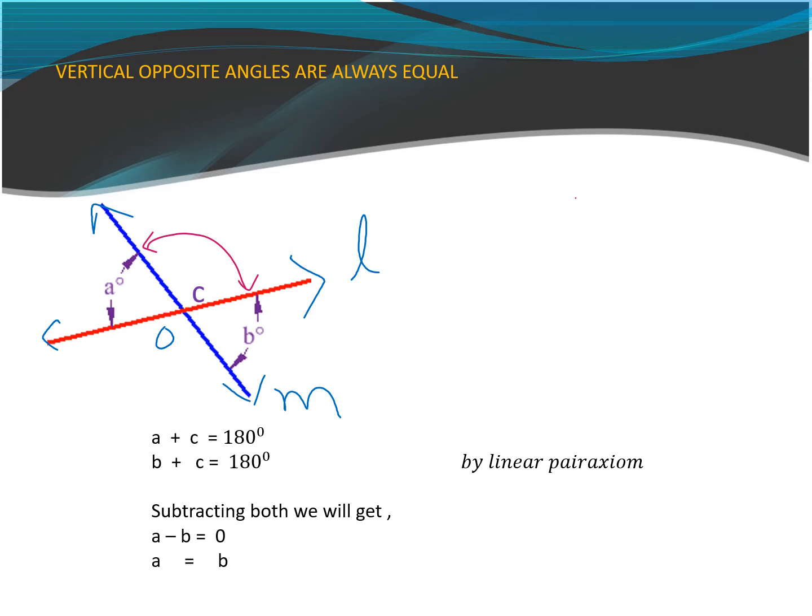We can write down A plus C is 180 degree, and if we take the straight line M, then by the linear pair axiom B plus C is 180 degree. Subtracting both the equations, C and C will be cancelled. A minus B gives you 0, that is, A equals B.